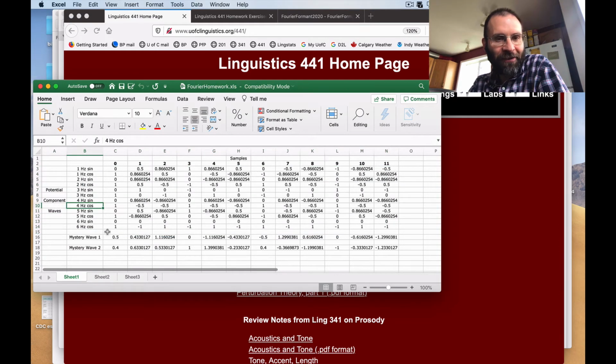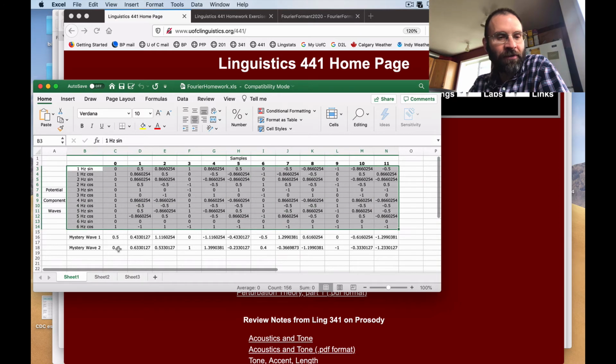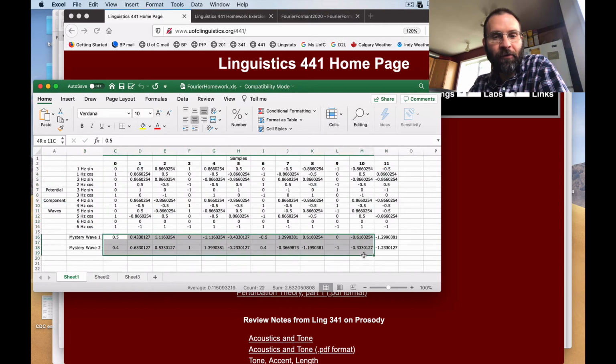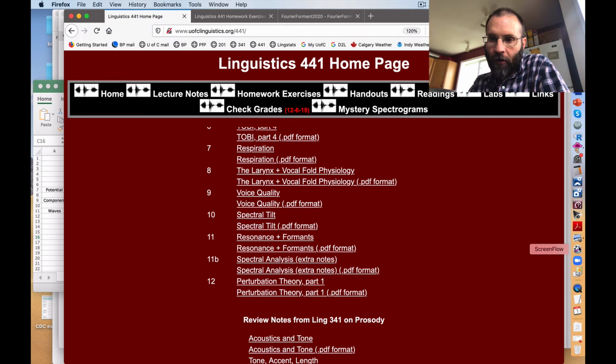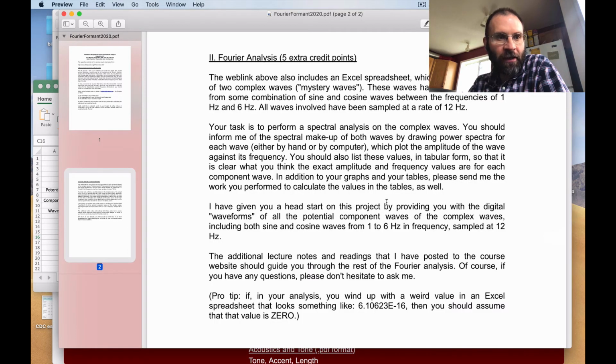So based on the math in those extra notes, based on the structure of these potential component waves and the values for amplitude during the samples of all the different mystery waves, try to figure out which of these potential component waves are being added together to create these mystery waves. Also figure out not only what frequencies those components have, but what their amplitudes are overall. I'm not going to tell you explicitly how to do that. You have to figure that out on your own, which is why this is extra credit.